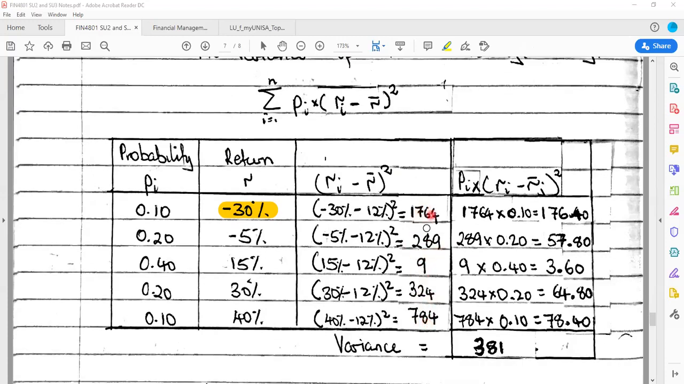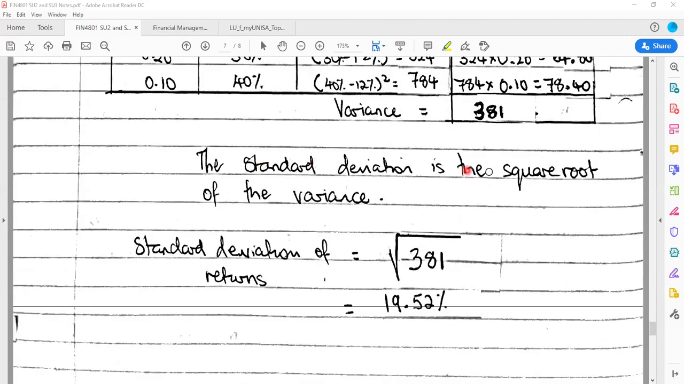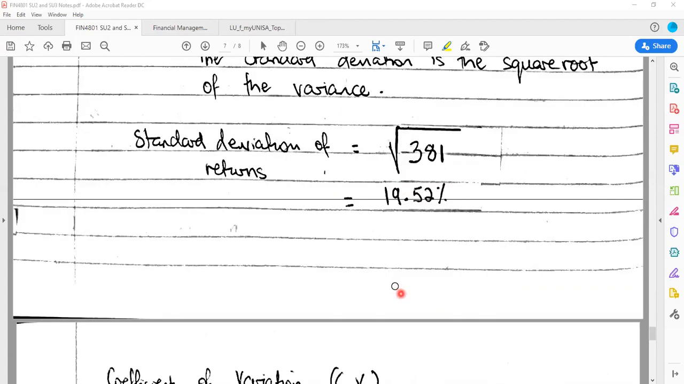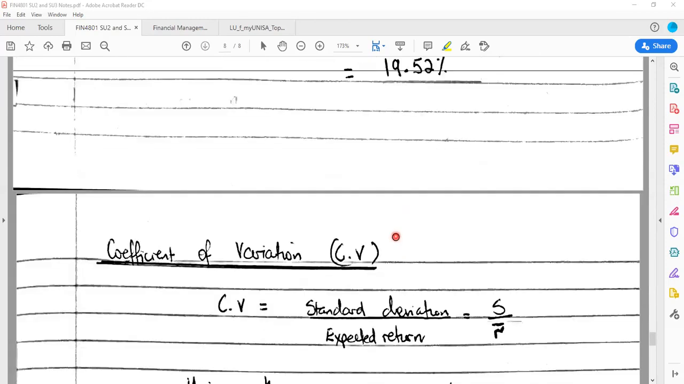17.64, 289, 9, 324, 784, and then each of these amounts is multiplied by the probability. So we say 1764 times 0.1, 289 times 0.2, 9 times 0.4, 324 times 0.2, 784 times 0.1. We get these amounts, then we add them up, and that gives us the variance. And then the standard deviation is simply the square root of the variance, which gives us 19.52%. So these are in percentages.